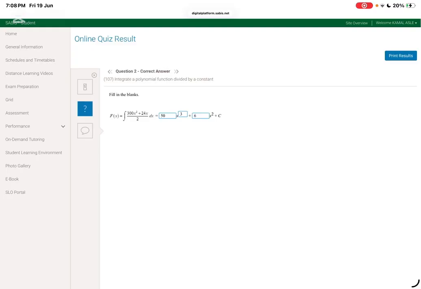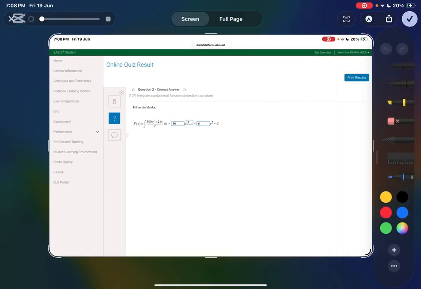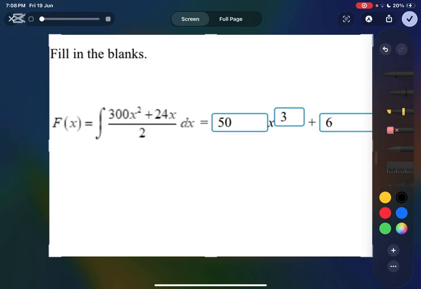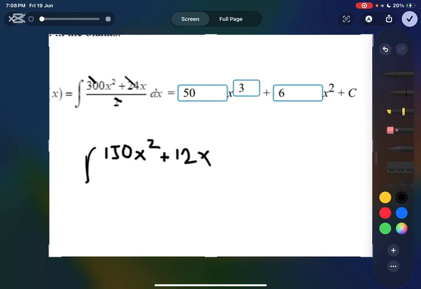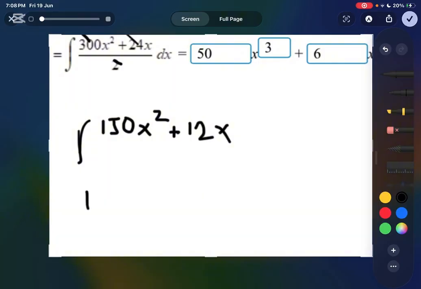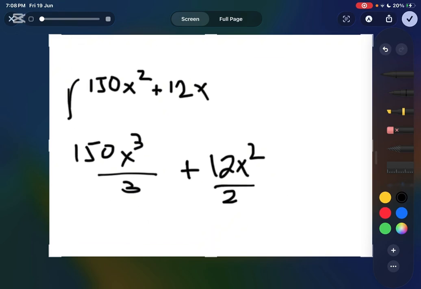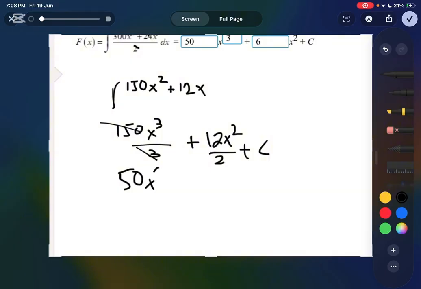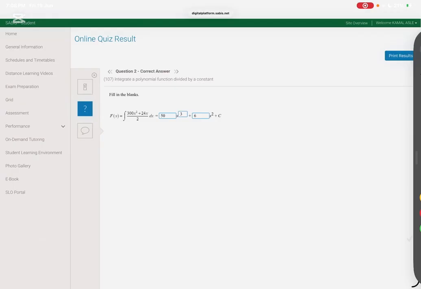By the way, question 1 won't come. My miss told me. Okay, question 2, easy. It's very easy. You can divide 2 for all, so it becomes integral of 150x squared plus 12x. Okay, and then it will be 150x cubed over 3 plus 12x squared over 2 plus c. So this becomes 50x cubed, and this becomes 6x squared plus c, and it's very simple.